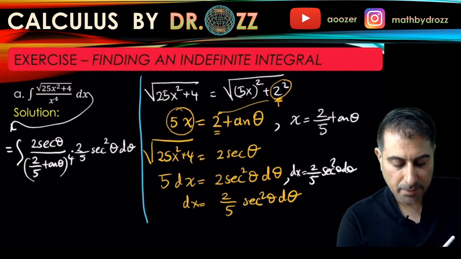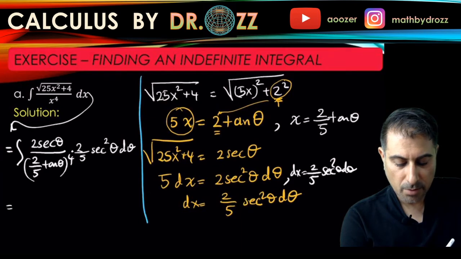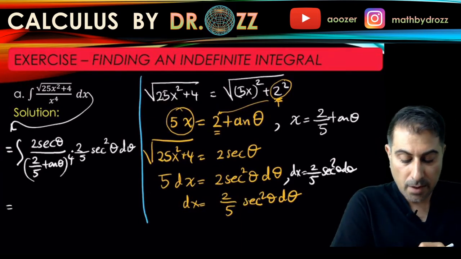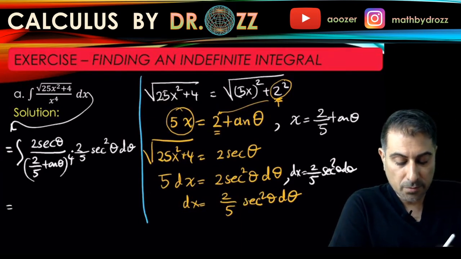Let's simplify this expression a little bit. So the bottom is 2 to the 4th, 5 to the 4th, tan to the 4th. So let me just write that explicitly.